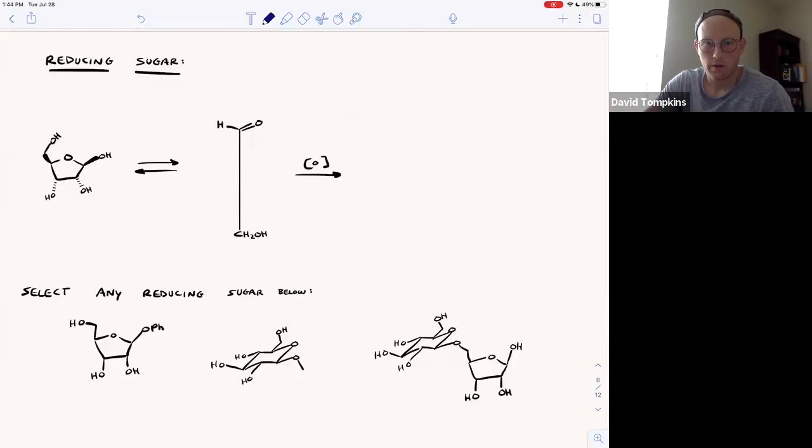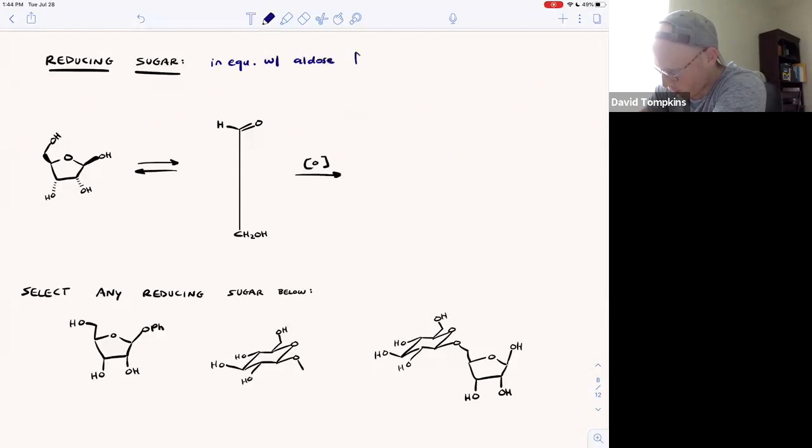Okay, so in this video, we're going to discuss reducing versus non-reducing sugars. Reducing sugars are those that are going to be in equilibrium with their free aldose forms. And the aldose form can serve as a reducing agent upon treatment with some oxidant.